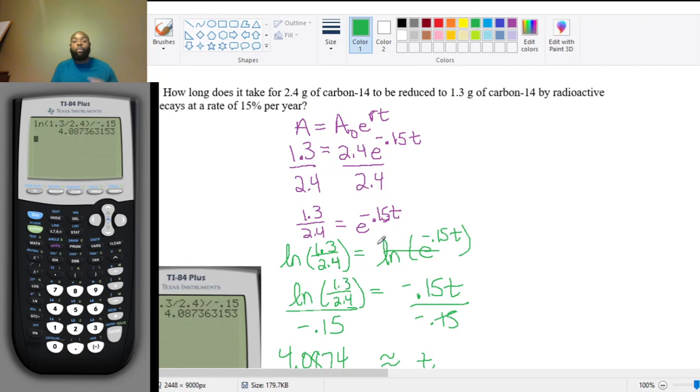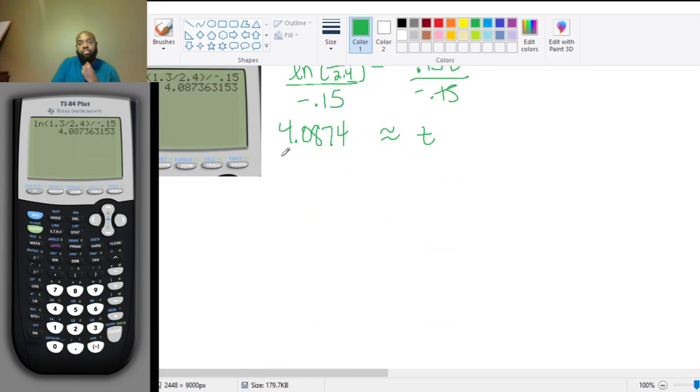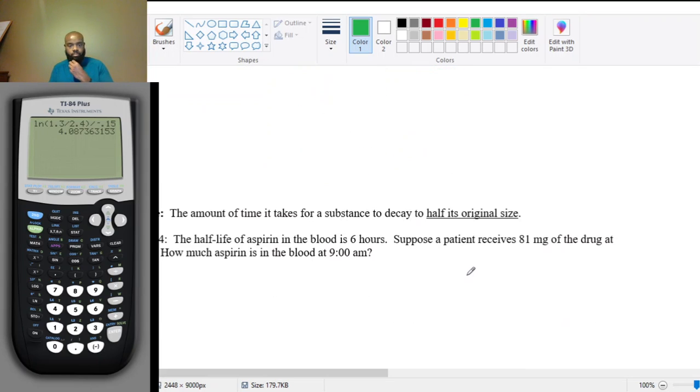Now, when we were dealing with the economic with interest, compound interest, we always did things in terms of years. These problems are going to be in the time frame given in the problem. Now, this one is 15% per year. It is continuously still though. And so I'm going to say 4.0874 years. All right, so that is my solution.